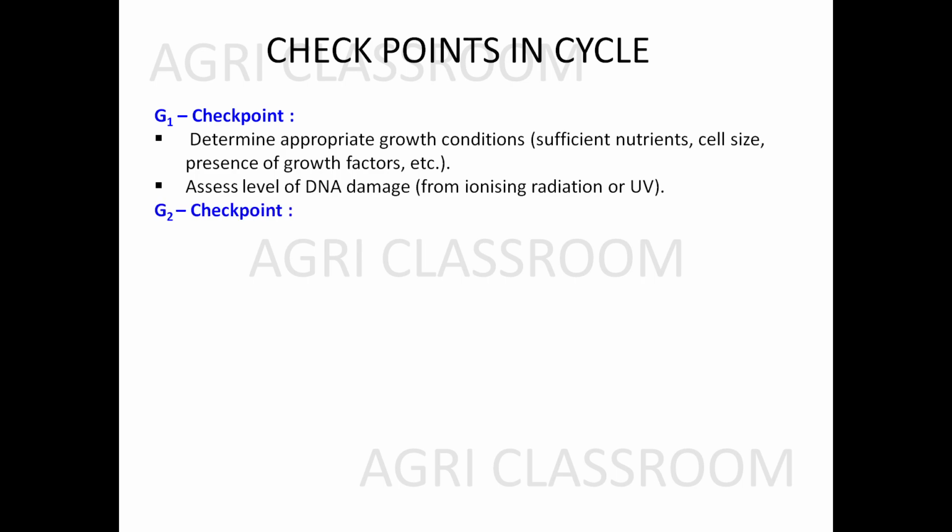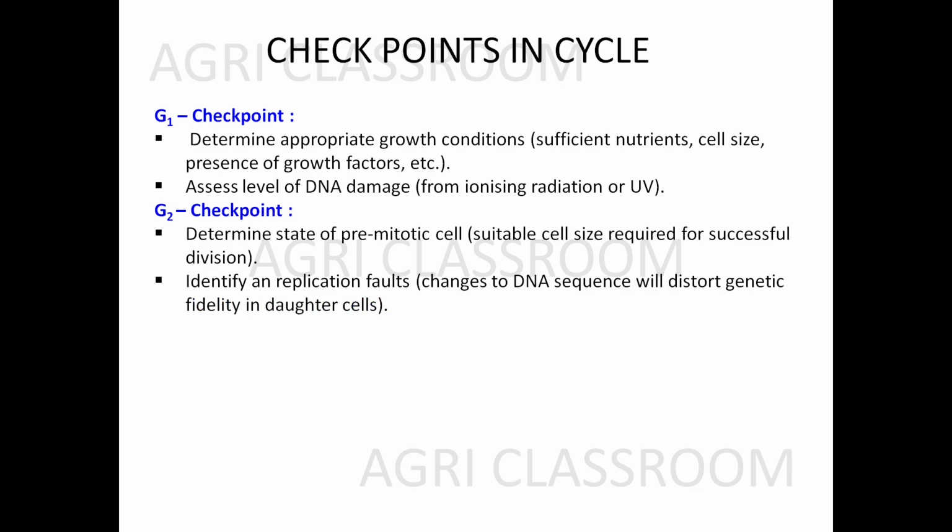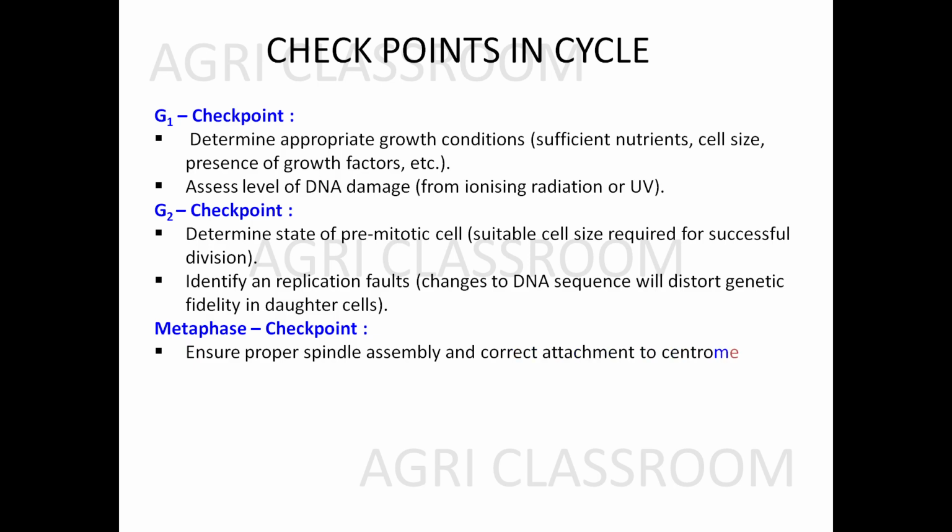G2 checkpoint. Determine state of pre-mitotic cell, suitable cell size required for successful division. Identify replication faults, as changes to DNA sequence will distort genetic fidelity in daughter cells. Metaphase checkpoint. Ensure proper spindle assembly and correct attachment to centromeres, which prevents non-disjunction events.